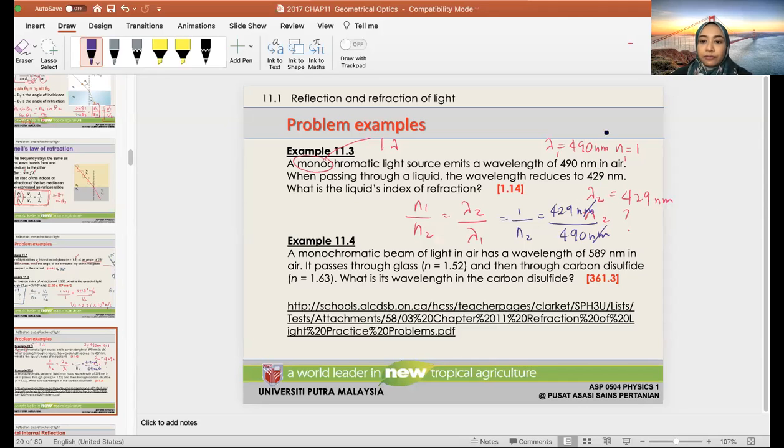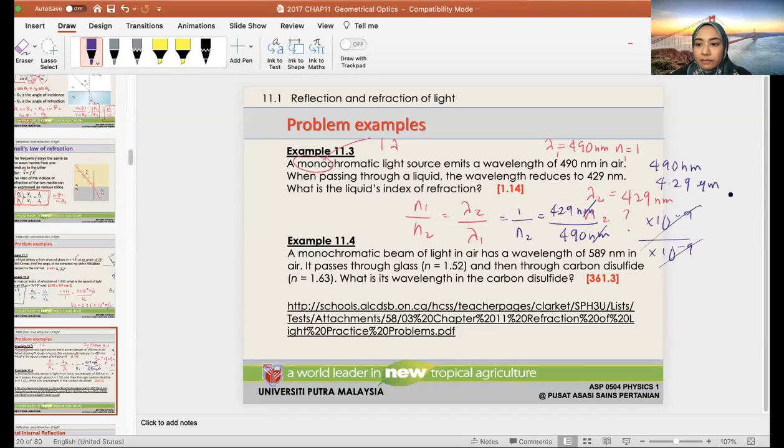Betul. If, let's say, the question says 490 nanometer and 4.29 micrometer, can I use it as it is? No, tak boleh, because it doesn't cancel out. What I'm cancelling out in this situation is 10 to the minus 9 over 10 to the minus 9. So I cancel out because they are the same value.